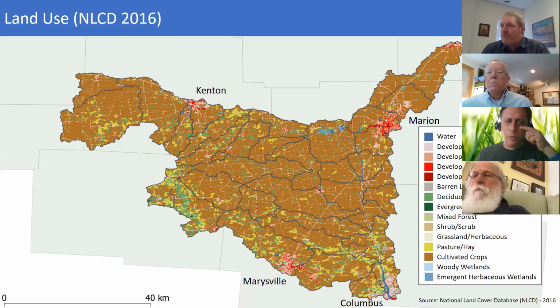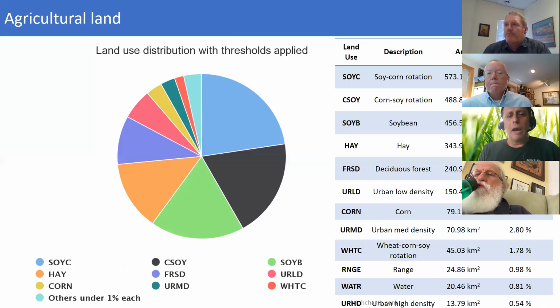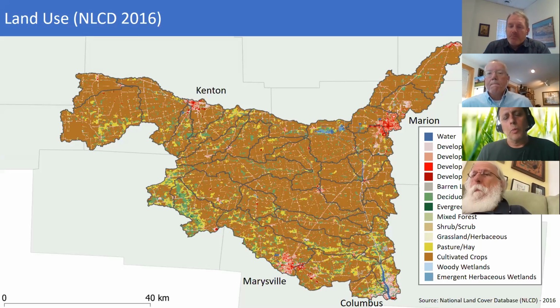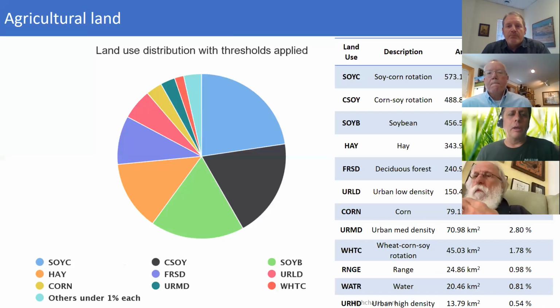This is from the 2016 dataset, the most recent available from the USGS. We then updated that with the Cropland Data Layer from the USDA, which has much more detail about those cultivated crops, what they are. That's what helps us look at the actual agricultural land use distribution.